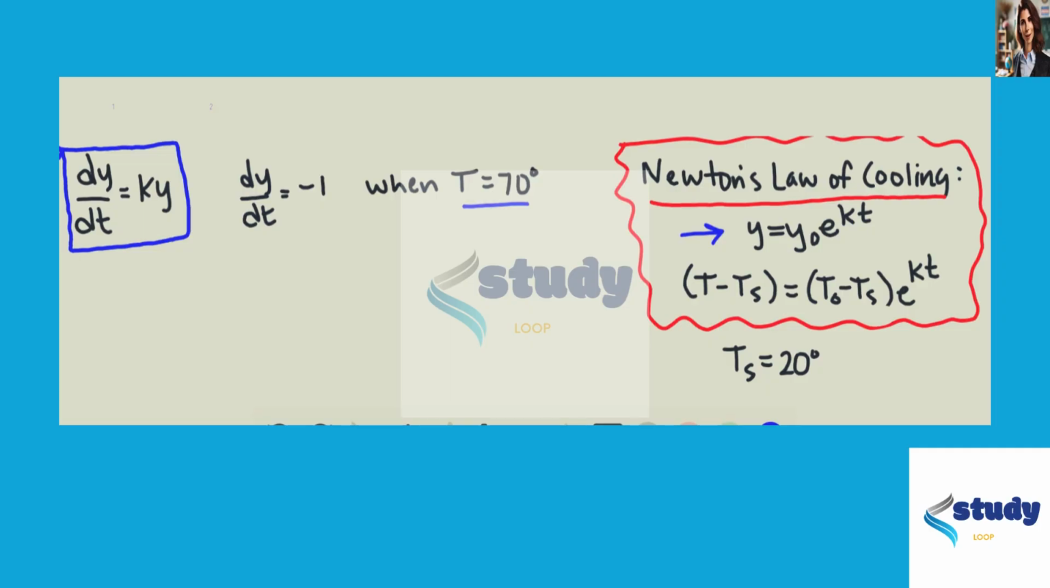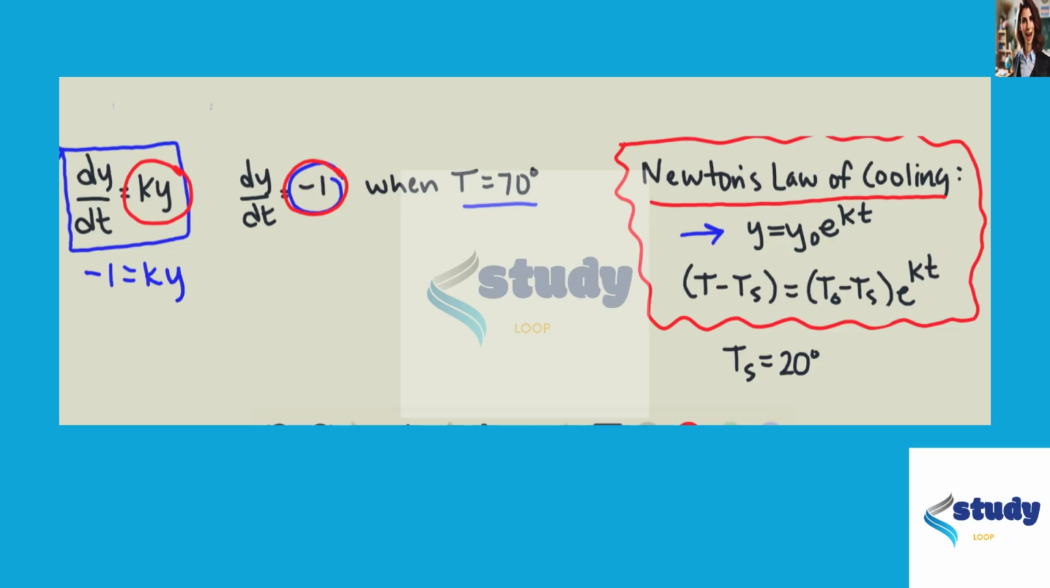So we're told the rate of change when the temperature of the coffee is 70 degrees is 1 degree per minute. And since the temperature of the coffee is going down, we're going to call that a -1. So what we can do is say that -1 is equal to k times y, and we can solve for k.